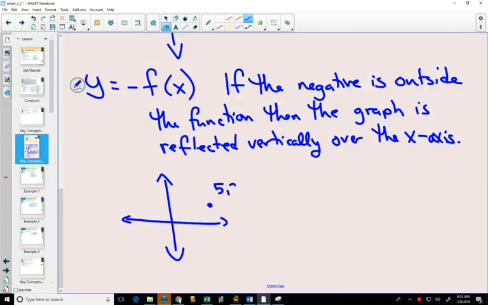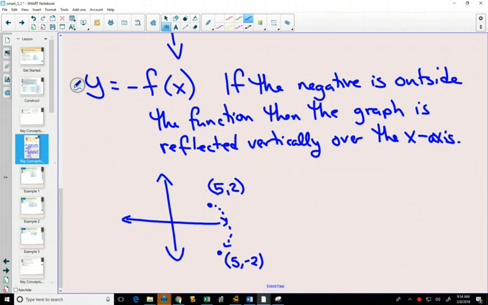Again, if we think about a specific point, if I have the point (5, 2), reflecting that vertically, that's just going to change my y-coordinate. And we're going to multiply our y-coordinates by a negative 1. So same as before, and this is going to be a theme that follows through in all the different transformations that we do.